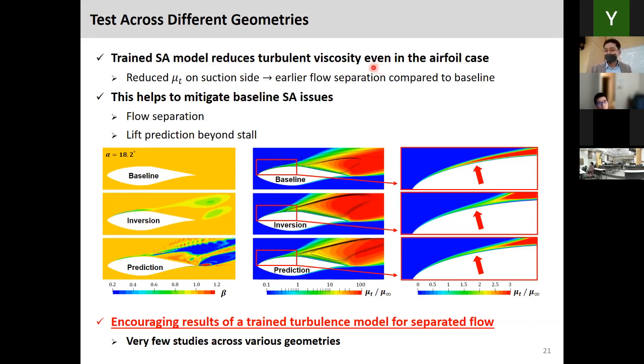Before and after the separation point, the eddy viscosity inside the boundary layer is slightly smaller than the baseline case. And that actually helps us get separation earlier compared to the baseline. And this gives us a good prediction of the lift beyond the stall angle. So here we are looking at the flow field at a high angle, around 18 degrees. And I believe this is a very encouraging result because I've seen very few studies across various different geometries.